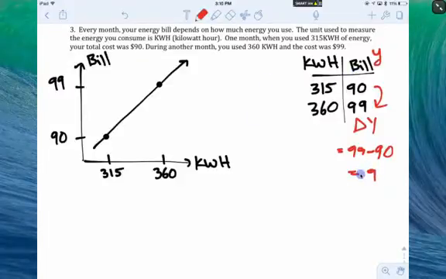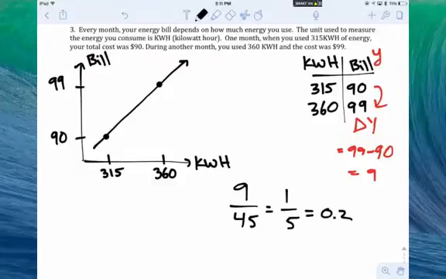But of course, that $9 wasn't for 1 kilowatt hour, it was for 45 kilowatt hours. I just did that by eyeballing here. So if I told you that it cost $9 for 45 kilowatt hours, and I asked how much does it cost for 1 kilowatt hour, you would just divide 9 by 45. So 9 over 45, also known as 1/5, also known as 0.2. I want us to be really comfortable using either decimals or fractions as well.